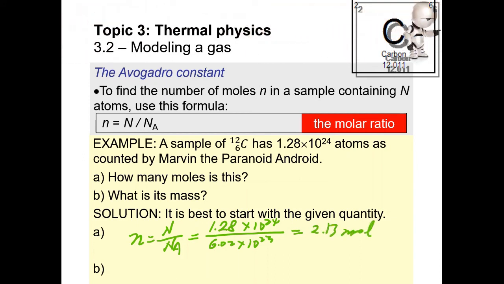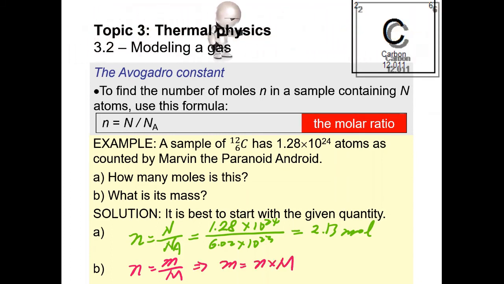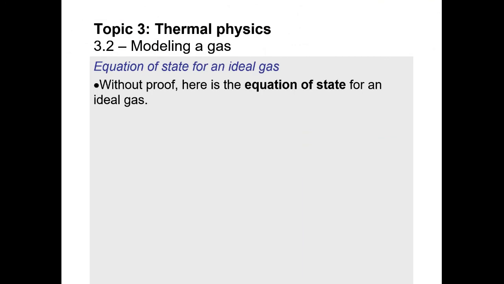And we're going to find the mass. So mole number equals mass divided by atomic mass, and the mass equals mole number times atomic mass. So 2.13 times 12, which equals 25.6 grams.